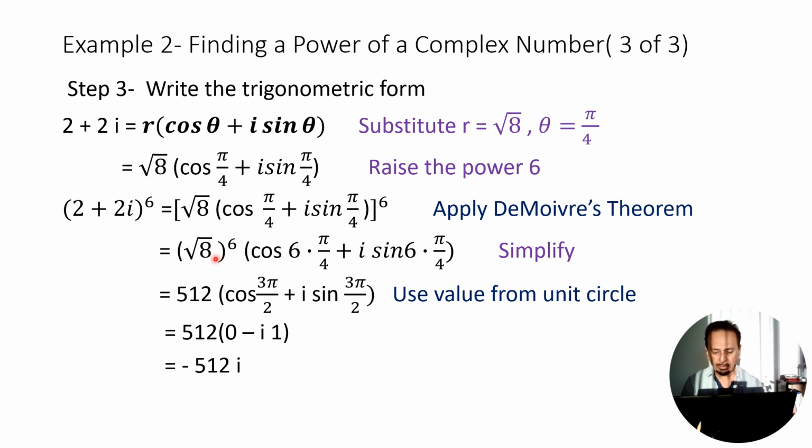From the unit circle, we can find cos 3π/2 is 0 and sin 3π/2 is −1. So you have 512 times (0 − i). Now 0 − i is just −i. So this becomes −512.